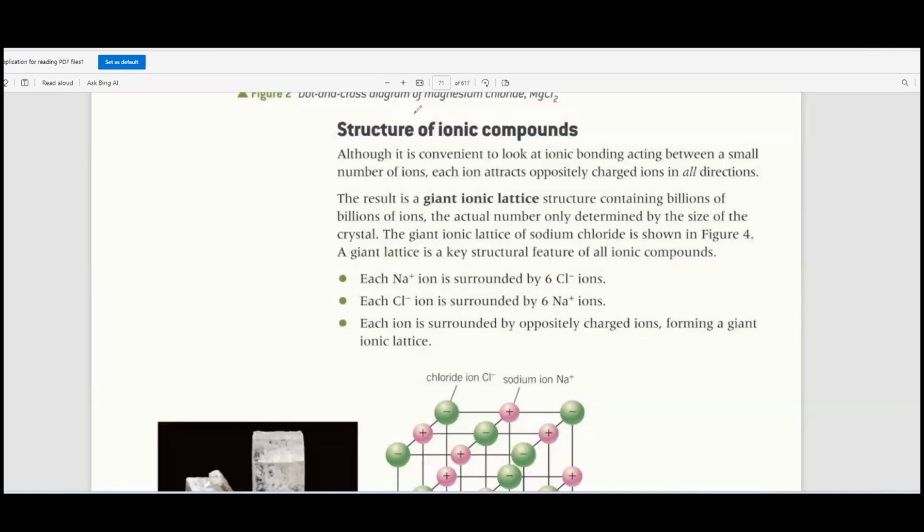The actual number is only determined by the size of the crystal. The giant ionic lattice of sodium chloride is shown in figure 4. A giant lattice is a key structural feature of all ionic compounds.